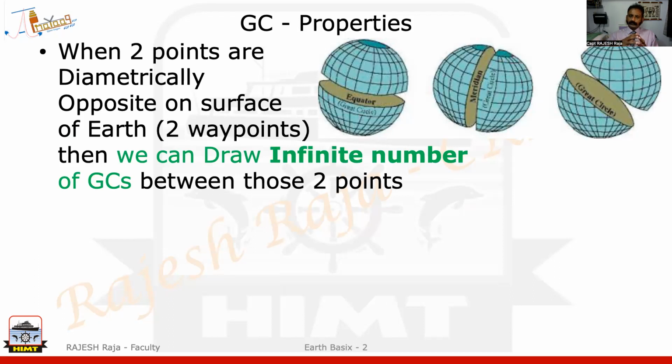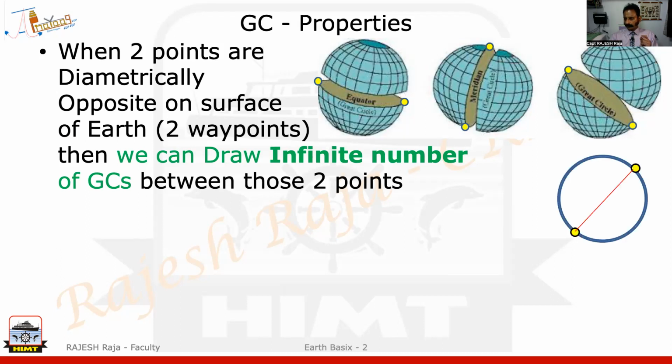Whatever concept I'm talking about leads to sailing. Basically, that is what practical navigation and sailing is. When I do sailing, I need a start point and an end point. So I'm going to take two waypoints. If these two waypoints are diametrically opposite on the sphere, please remember there's a property that I can draw an infinite number of great circles passing through these points, infinite numbers. I'm just trying to depict it here.